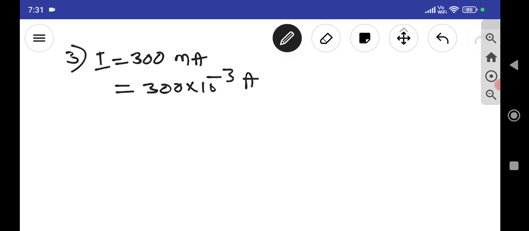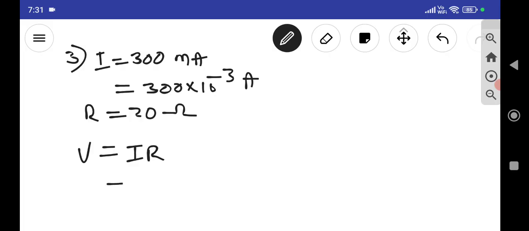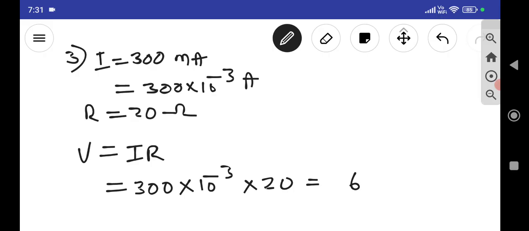Next. Question number 3, they are asking to find the potential difference required when you are flowing a current of 300 milliampere in a wire of resistance 20 ohm. So given I is equal to 300 milliampere, milli you can take as 10 to the power of minus 3 ampere. Now resistance is 20 ohm. So we use Ohm's law, V is equal to IR. We should find V. So 300 into 10 to the power of minus 3 into 20. So we get 6 volts. Hope you have understood the third question.